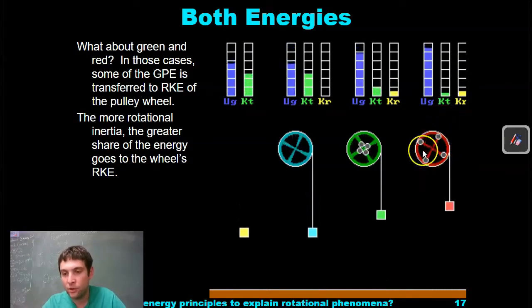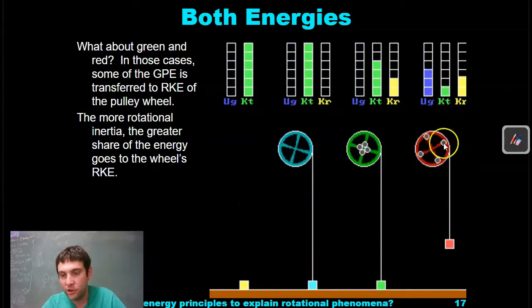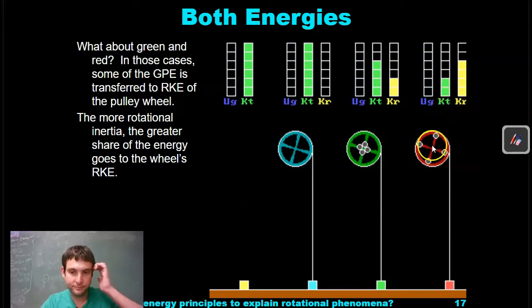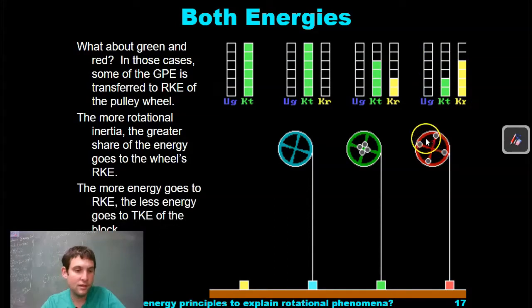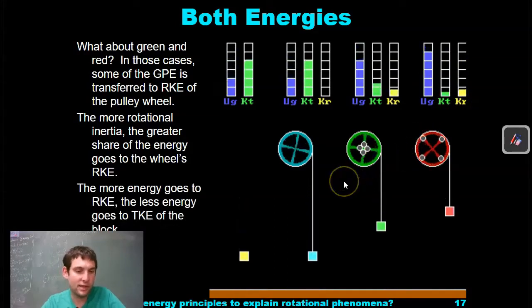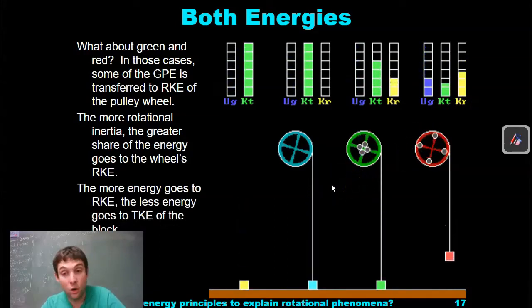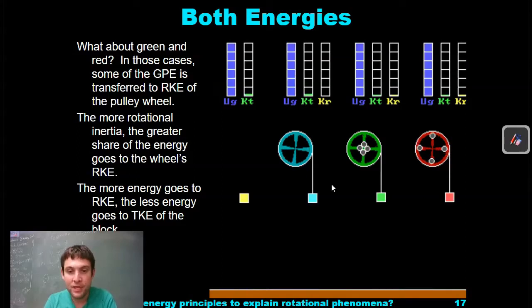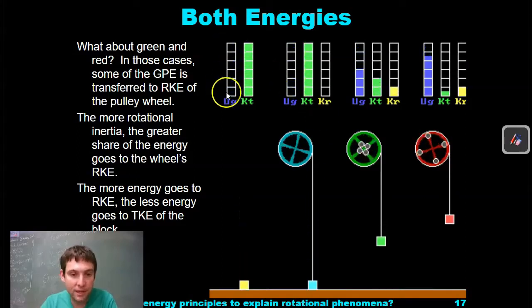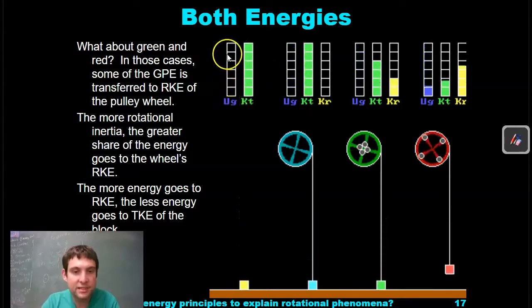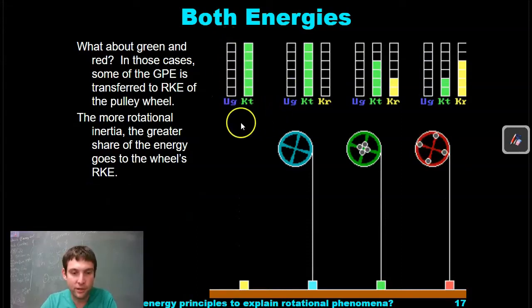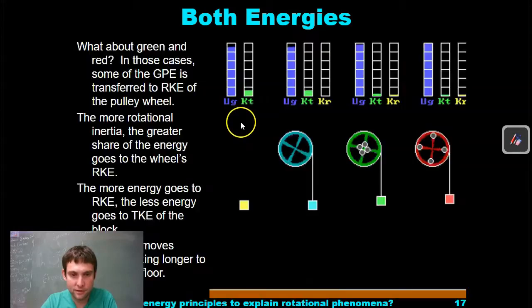So even though the speed here is going slow, there is more rotational inertia. The more energy goes to rotational kinetic energy, the less energy goes back to translational kinetic energy of the block. So think about this as a bucket, and your bucket consists of these 6 blocks of energy that they all start off with. Let's see if I can get it to go again. There we go.